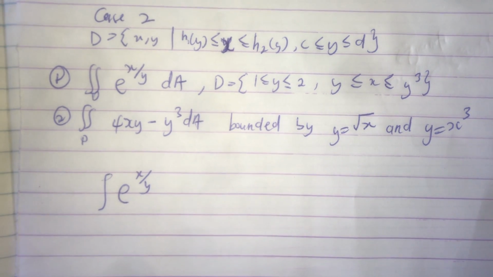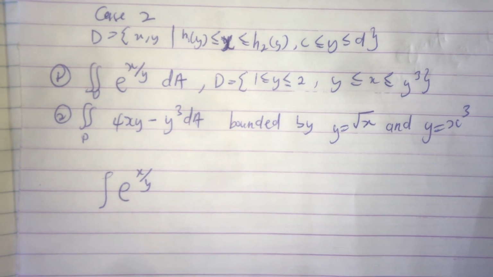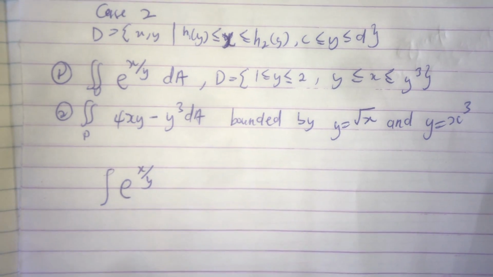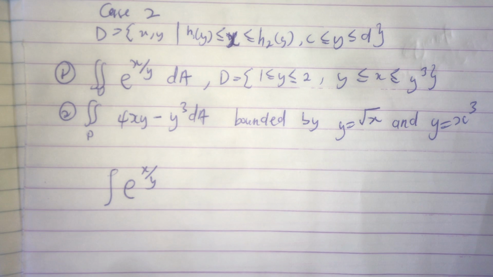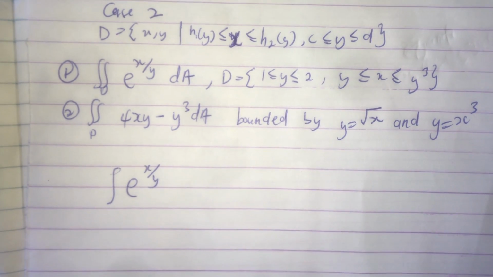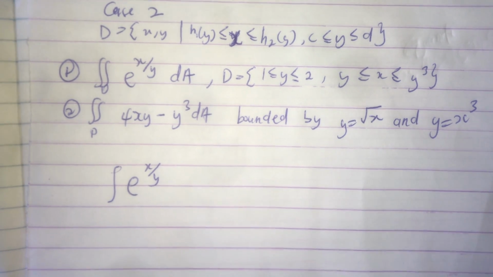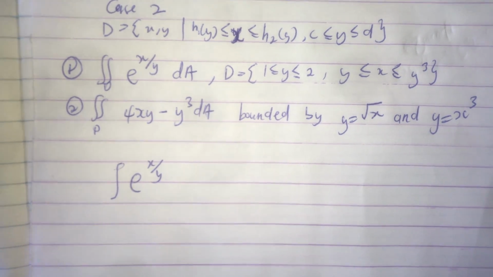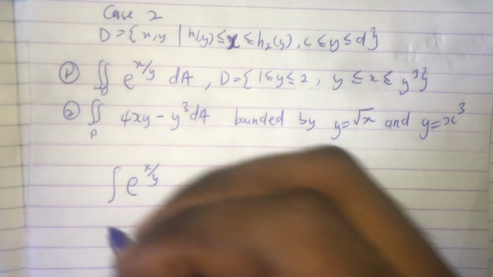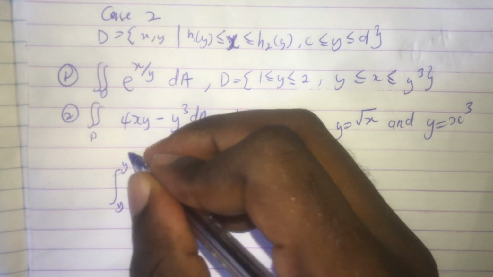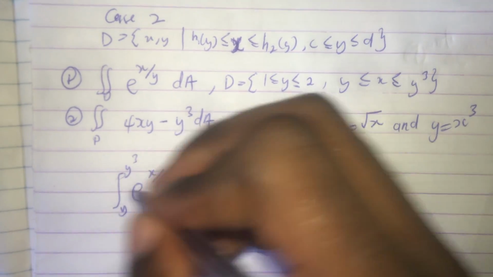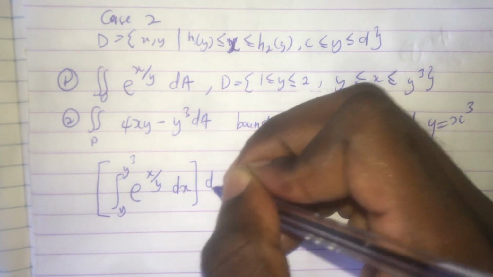But when you start with that of x, which has a function of y, and end with that of y, you end up getting a constant. So that's why we always start with the limit which has a function of the other variable. So here x is a function of y, so we are starting with respect to x first. So we have y to y cubed with respect to x.